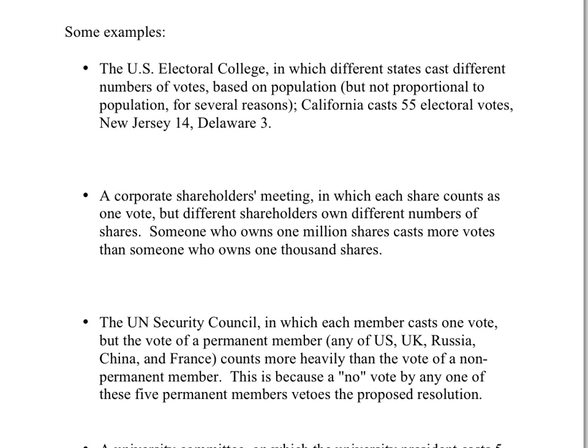Okay, so what does it mean that the votes of the permanent members count more heavily? Well, it means that a no vote by any one of the 5 permanent members vetoes the proposed resolution. So if all 14 other members of the council vote yes for something, but just one of the permanent members votes no, then nothing happens. The resolution is defeated.